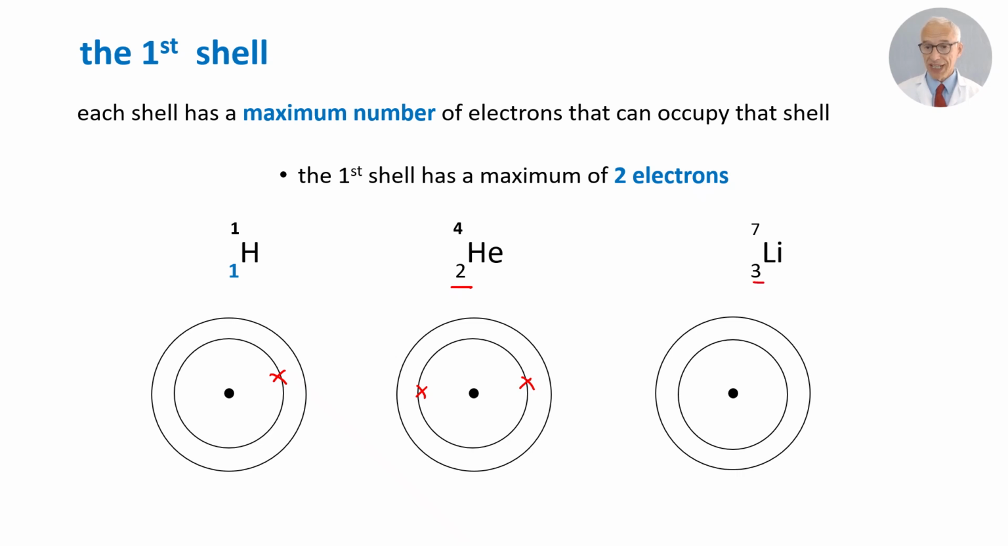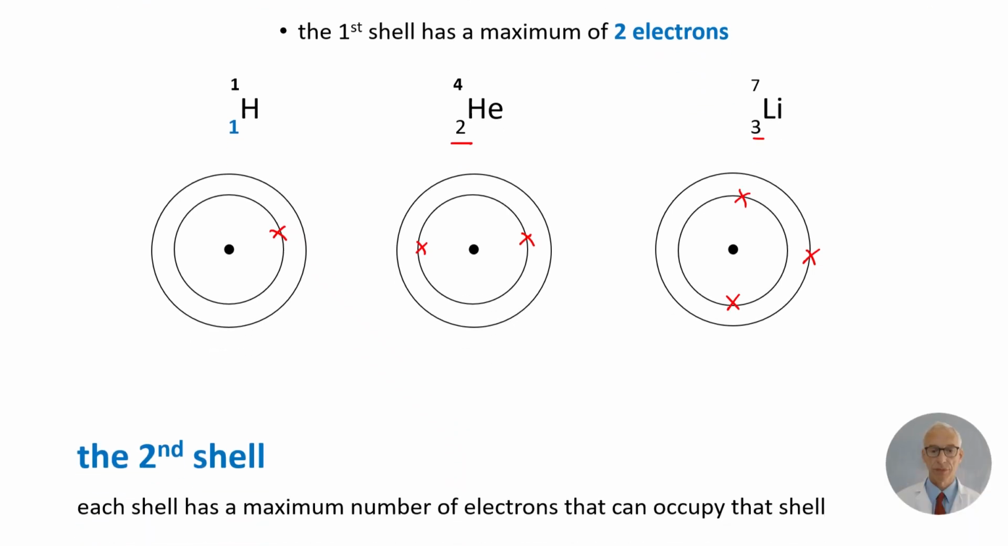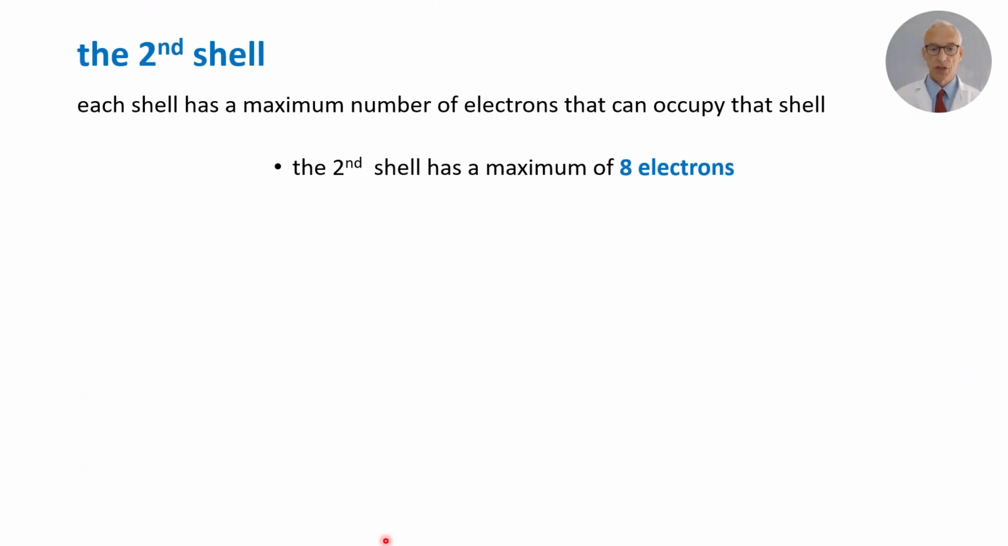Lithium with 3 electrons, well, the first goes in the first shell, the second goes in the first shell, but now the first shell is full. It cannot take any more than 2 electrons, so we put the third electron into the second shell. So the second shell also has a maximum number of electrons. Of course, that is 8.